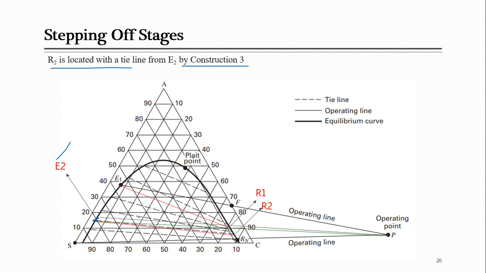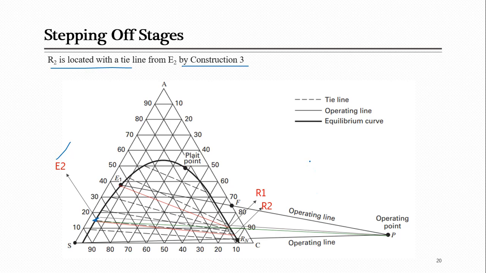So now here E2 and R2 are in equilibrium with each other and they are connected with the help of a tie line. But still you didn't reach Rn because R2 is still away from Rn. It means our system up to here contains 2 stages, but there are more than 2 stages. So what I have to do now, alternatively, after the tie line you go again for an operating line. So how can I locate the next operating line?